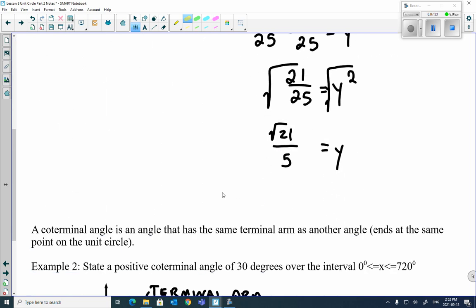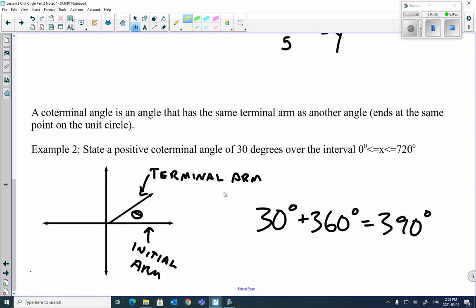Okay. Example number 2, we need to know some terminology. In this case, we have coterminal, right? And here's the initial stuff. So we draw our x and y coordinates. Where we start at is called the initial arm. Where we stop at is called the terminal arm. So in this case, bang, we stop here, terminal arm. Coterminal shares the terminal arm with somebody else.